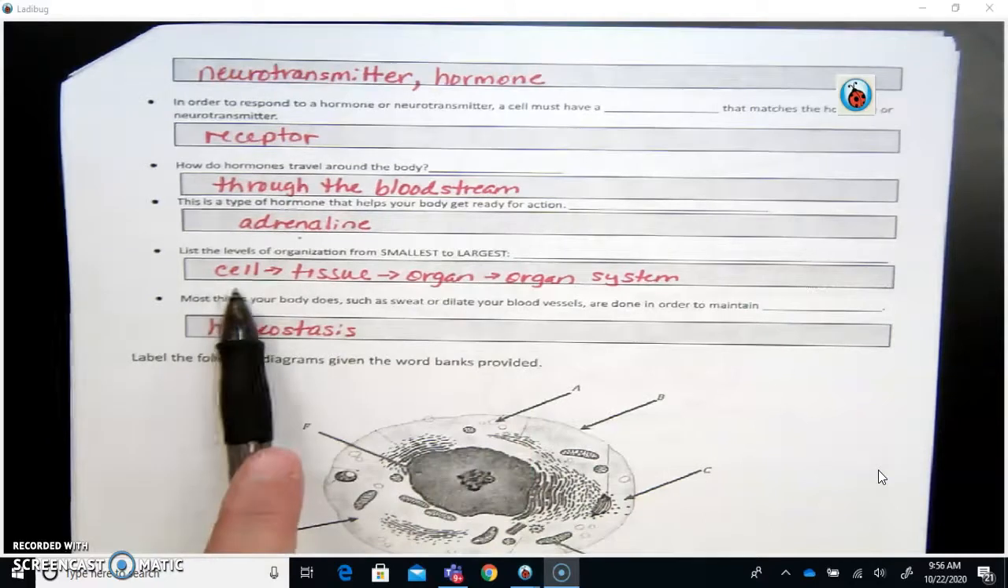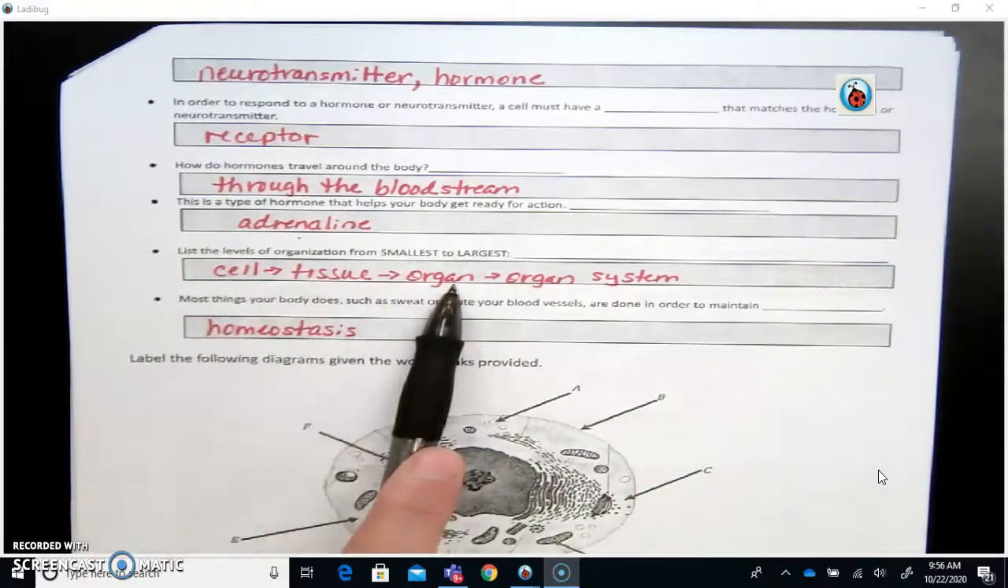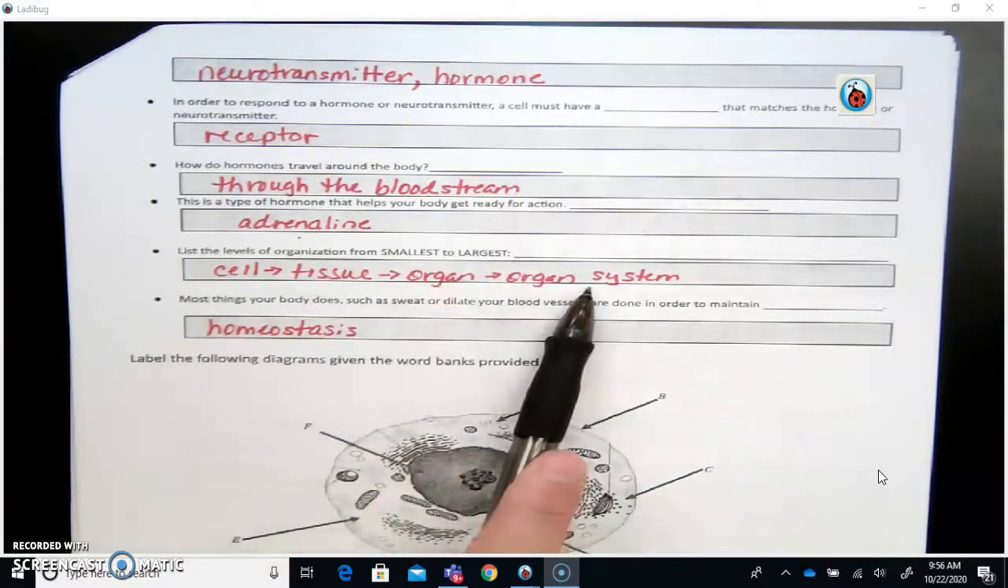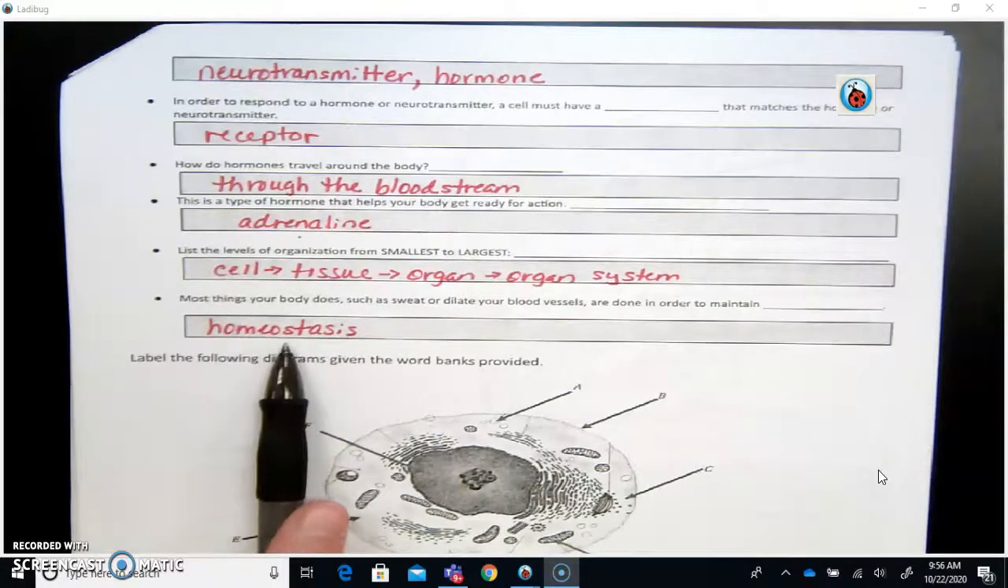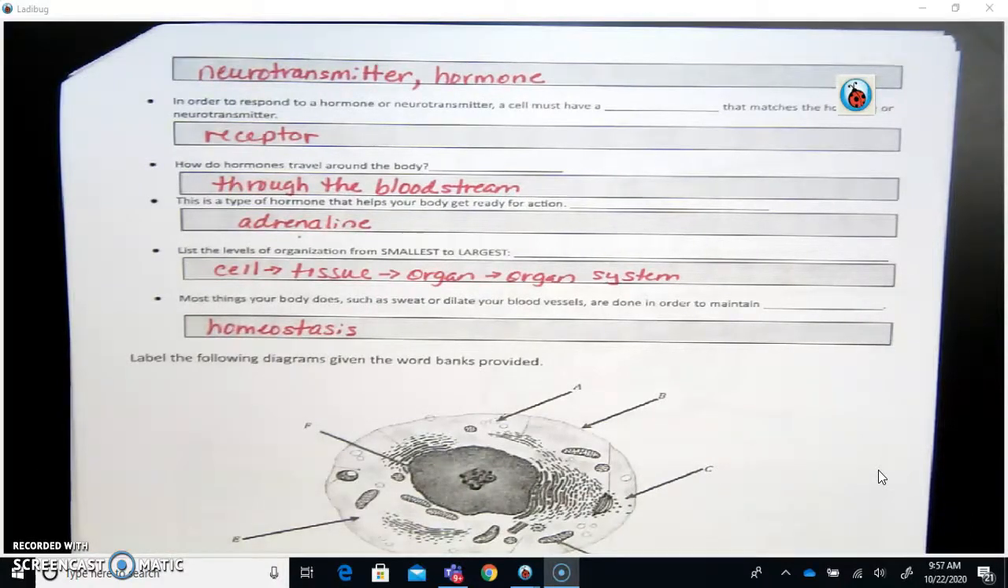So cells make up tissues. Tissues make up organs. Organs make up an entire organ system. Most things your body does, such as sweat or dilate your blood vessels, are done in order to maintain homeostasis, or that stable state, like having a constant body temperature of 98.6. You shiver and sweat to keep that body temperature constant.